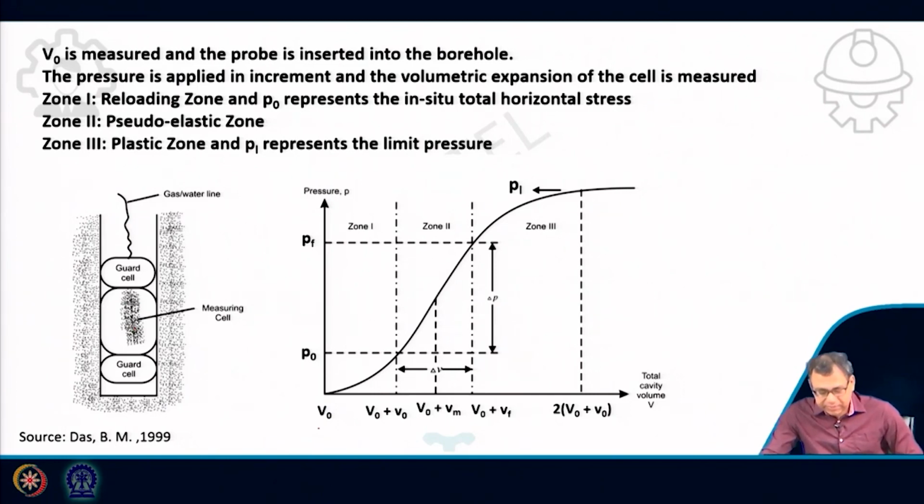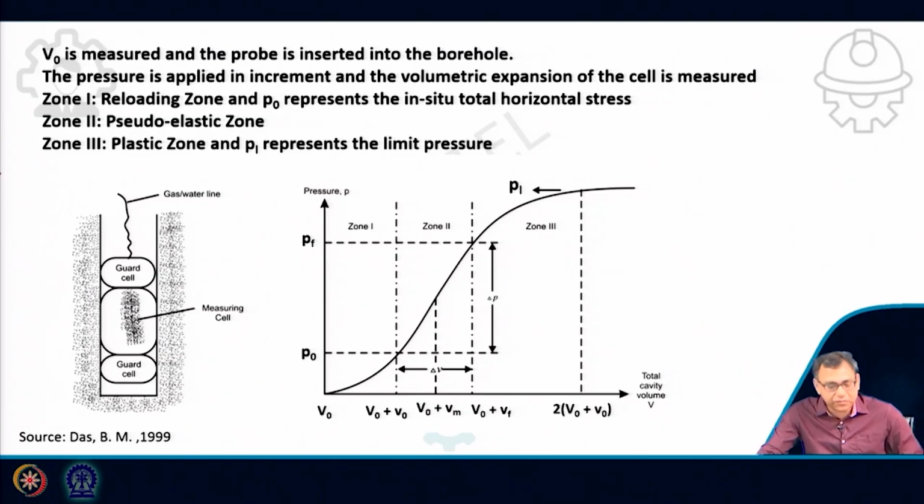Now, here we will apply the pressure and the volume change will be measured. So we apply pressure and measure the corresponding volume change, and we plot it. The x axis is the volume and the y axis is the pressure, and you will get this type of curve. If you look at this curve, there are three parts: this is zone 1, this is zone 2, this is zone 3. You can see the pressure is applied in increments and the volumetric expansion of the cell is measured.